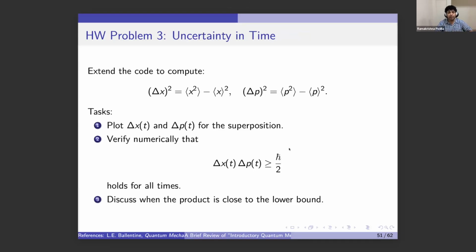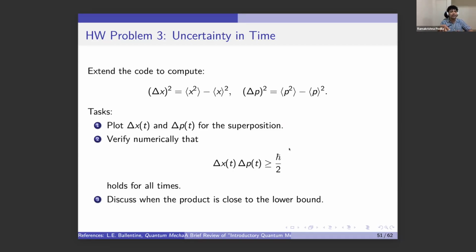The other part of the code is to compute the uncertainty in time. Uncertainty is defined as delta x squared and delta p squared. This is even written in the Google Colab notebook. If you scroll down and check, you should be able to see it, and you should be able to verify this uncertainty relationship. We're going to talk about it more in the upcoming lectures, but please go through the code and see what you can do.